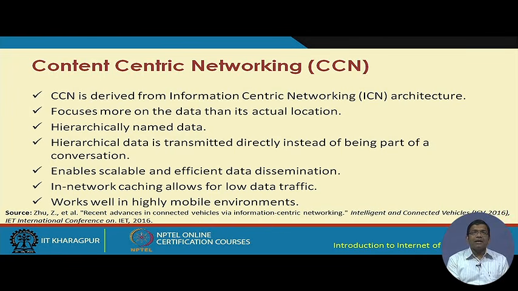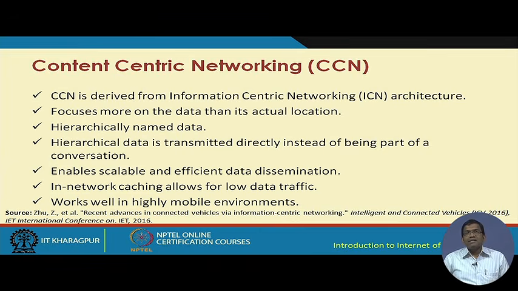So, this is how content centric networking functions in contrast to TCP/IP. We have hierarchically named data in content centric networking. Hierarchically named data is something like x dot y dot z, this kind of hierarchy is followed. Something like my data would be Mishra dot Sudeep dot age dot something. I am giving you just an analogous example, not the exact one.